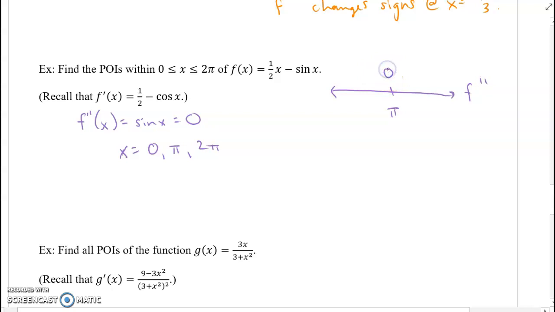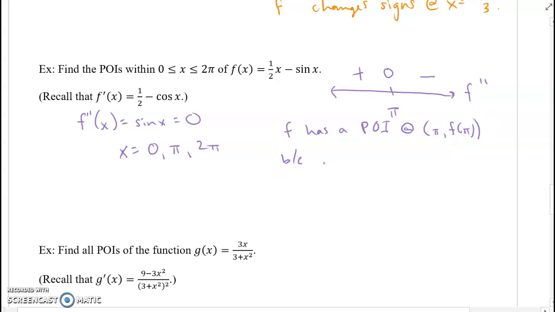That's a value where the second derivative equals 0. The second derivative of the function over here to the left of pi, like maybe pi over 2, the sine of pi over 2 is 1, so that's going to give us a positive. We're concave up on that side. And maybe the sine of 3 pi over 2 over here is negative 1, so we have a negative here. So once again, f has a point of inflection at pi, comma f of pi.